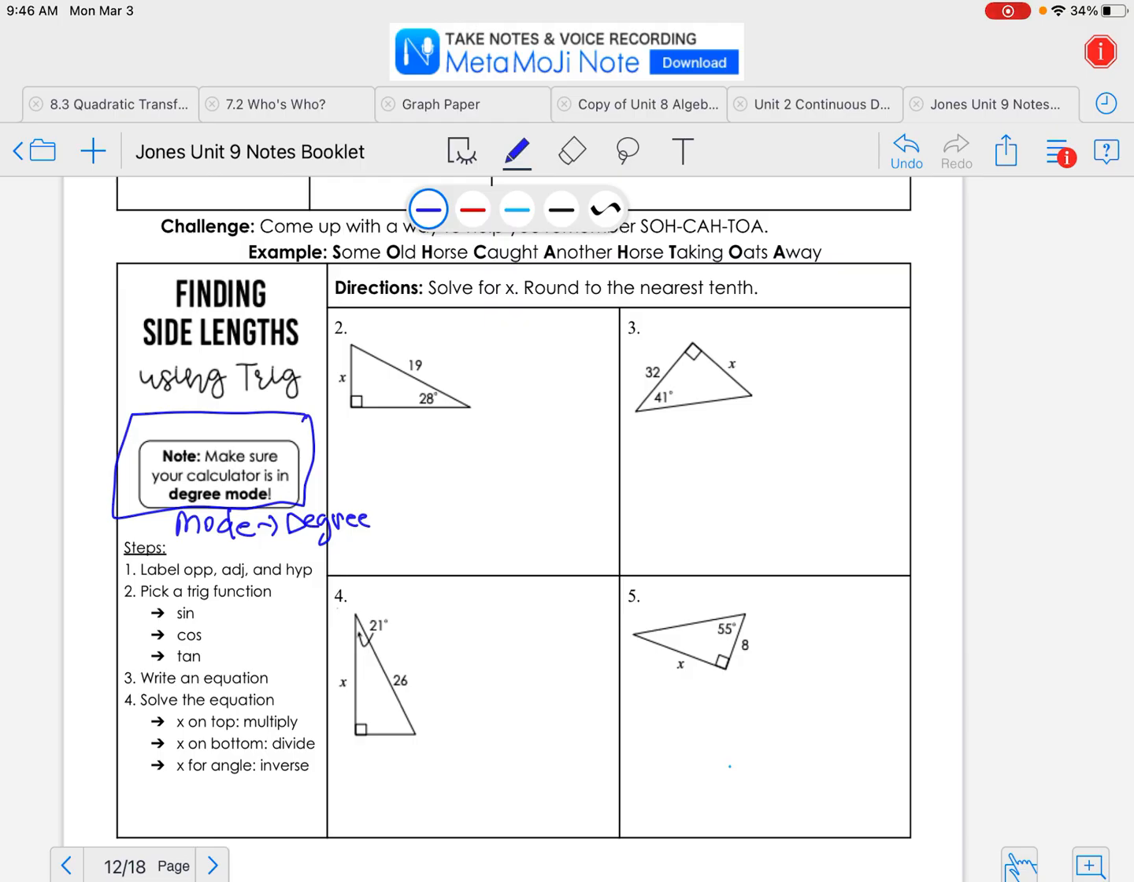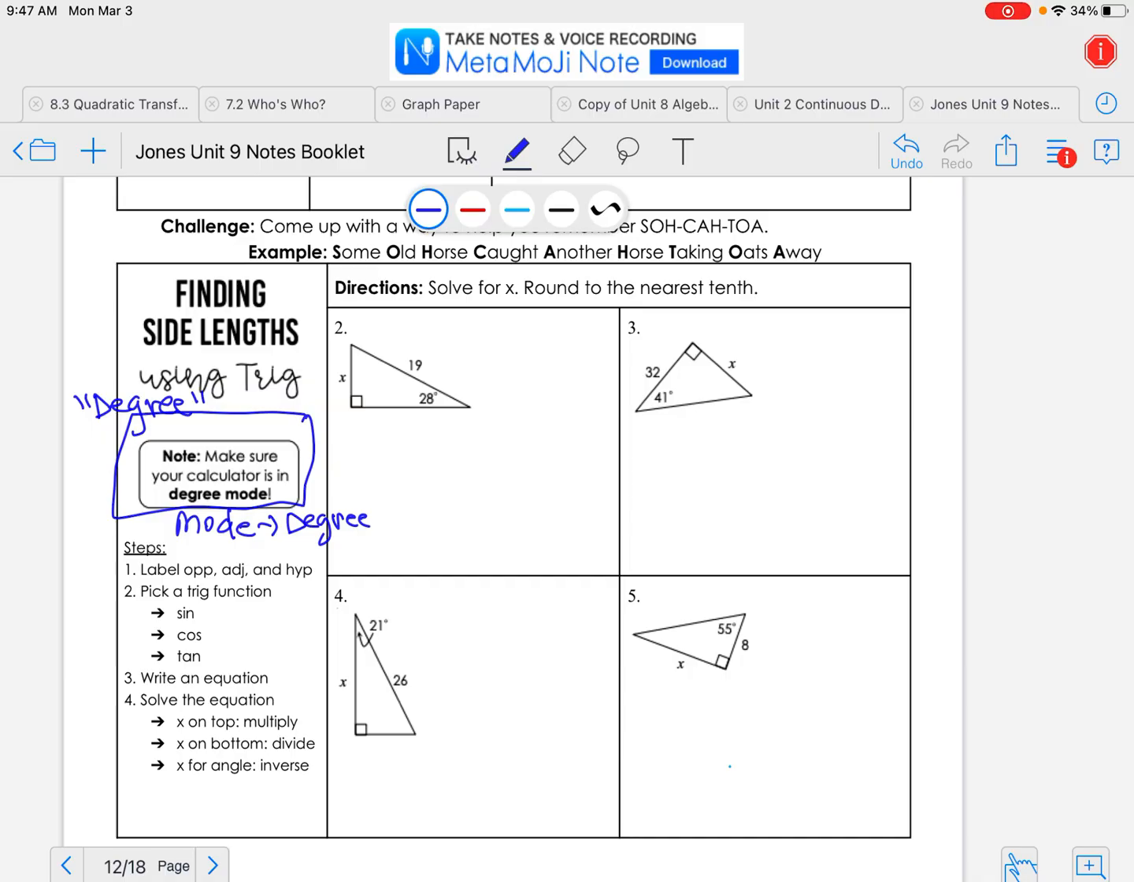You can also look at the top of your calculator. Across the top, the next to the last thing should say either degree or radians. Make sure it says degrees. All right, solve for x and round to the nearest tenth.